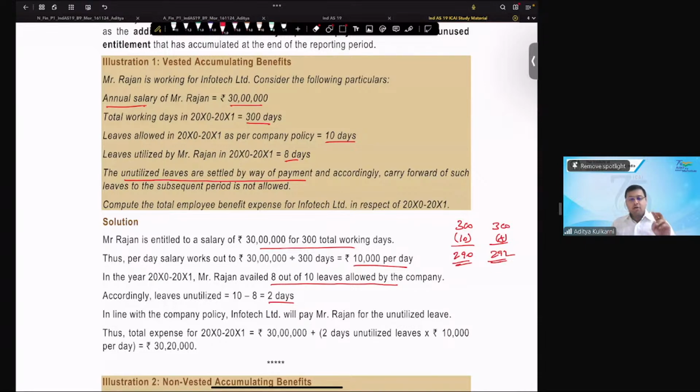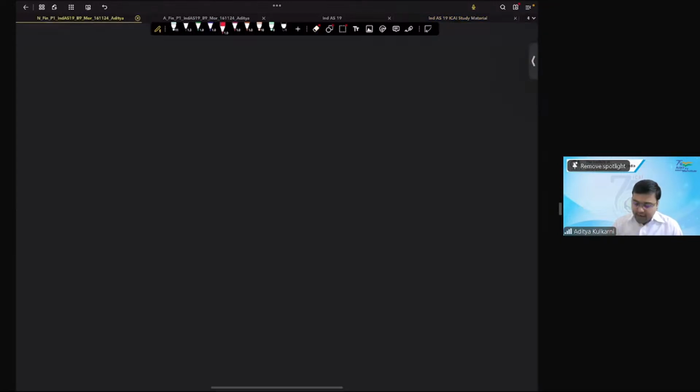Are you able to follow? He has worked for 2 days extra. So he will get 30 lakhs. Plus, he will also get 10,000 per day into 2 days of unutilized leaves. So the total expense that Infotech will be charging is 30 lakh 20,000 in its profit and loss account. Are we okay with this? Yes. Any doubts?